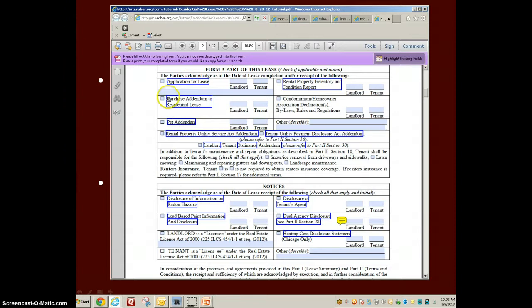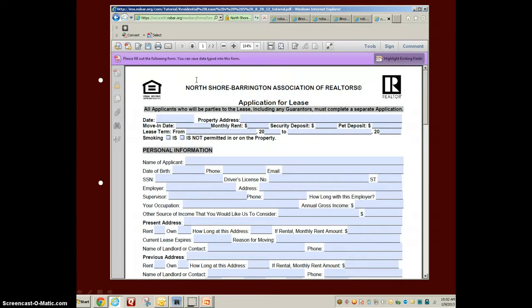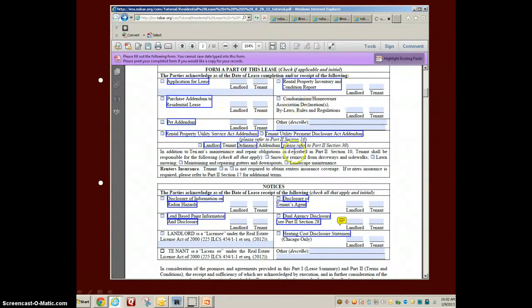These boxes on this page take you to the North Shore Barrington webpage to get an additional addendum. So the Contracts and Forms Committee has put together a gorgeous application for a lease. So you can click here to go straight to it. This will take you to the web page, I hope. Slow but sure. And this takes you to the application lease, and this can be filled out online also.